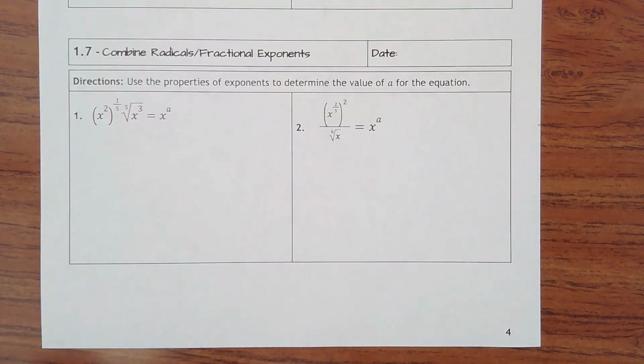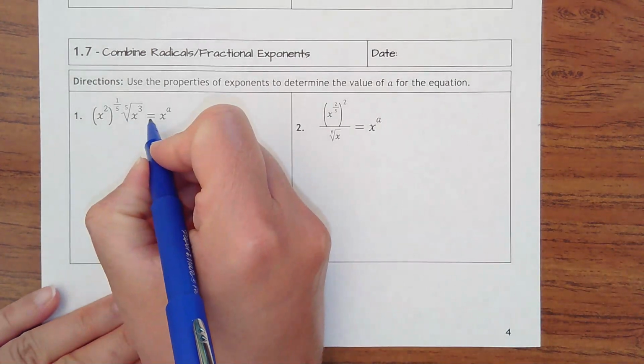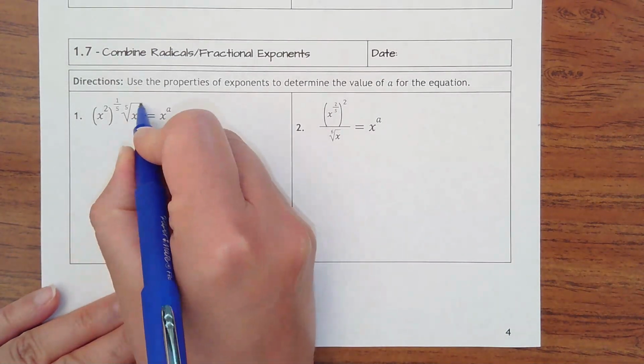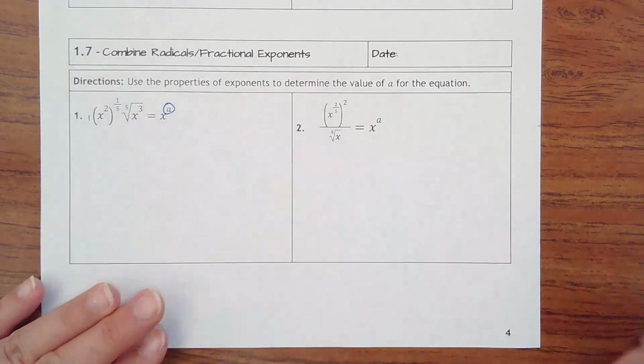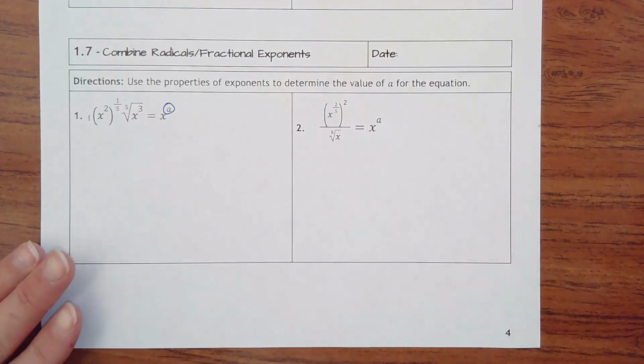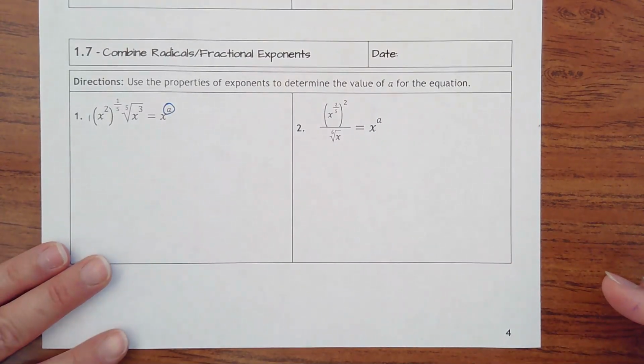Lesson 1.7, combining radicals, fractional exponents. So this is something that should already be known, but we'll just do two problems to make sure you know what you're doing. It says use the properties of exponents to determine the value of a for the equation. Remember, this really isn't solving an equation. It's simplifying this left side to be x to some new power. Might be a fraction, might come out to be a whole number.